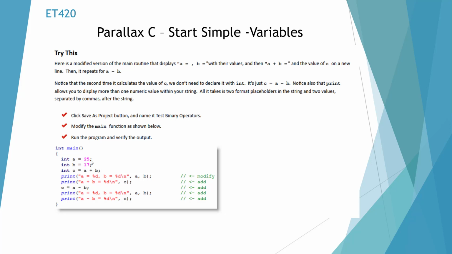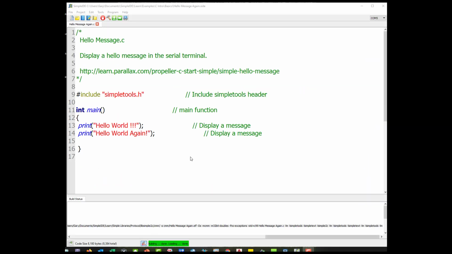So A is assigned 25, B is 17, and C would be the sum of the two. And these print statements are going to allow us to print them out. So here's A and B, and then just C. So let's go ahead and do it. Okay, so let's do the next one.